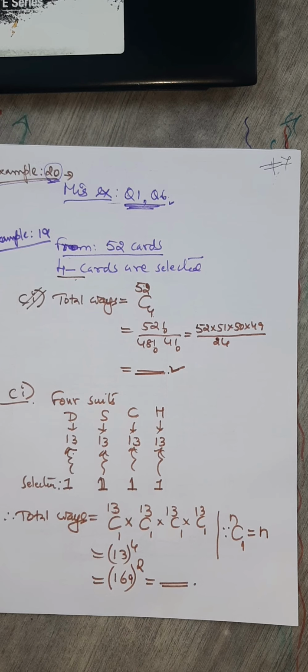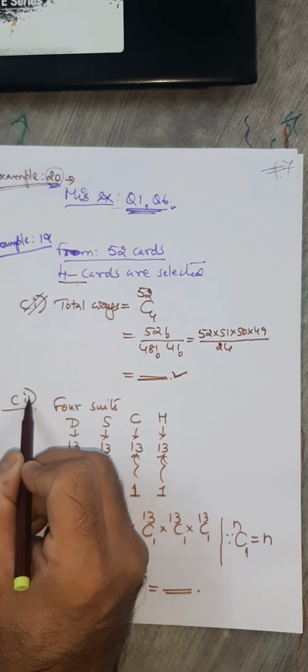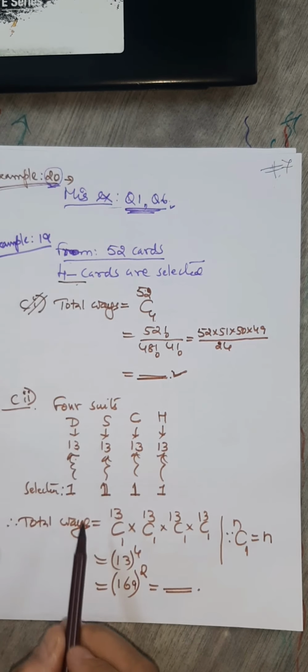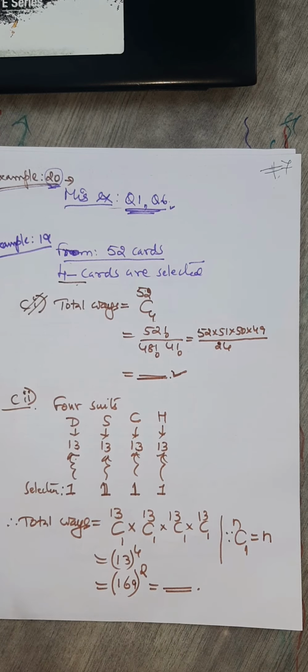Sorry, I think I have not read the question properly. I've answered the second question: 4 cards belong to different suits. So this is the answer to the second question, right? One from each suit.